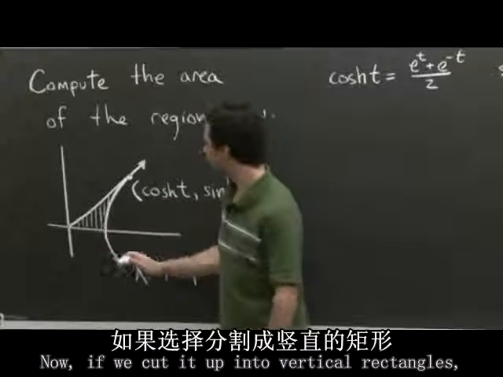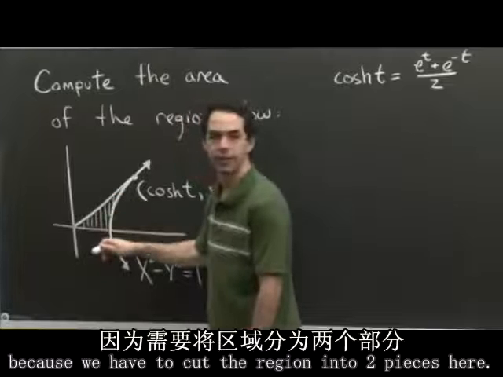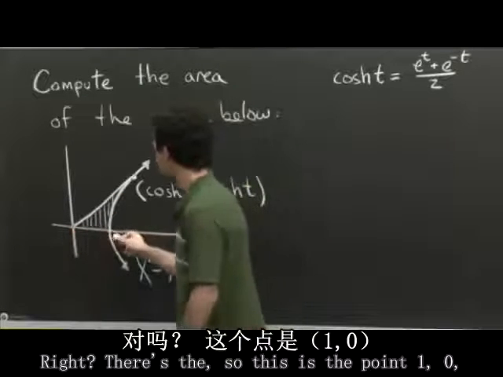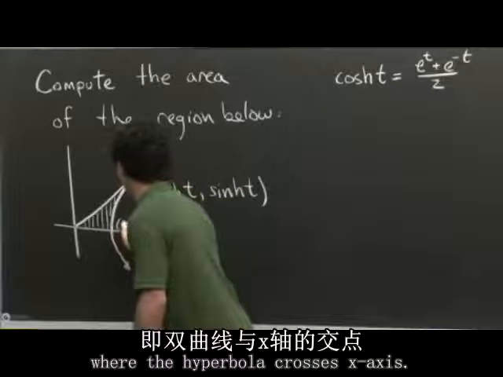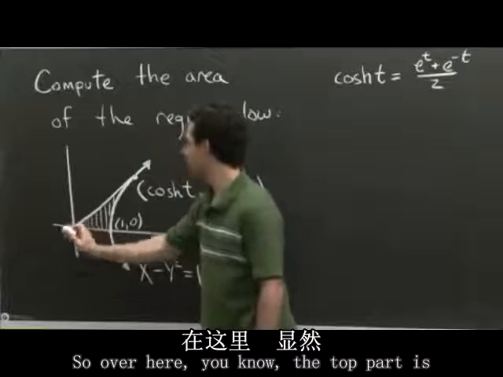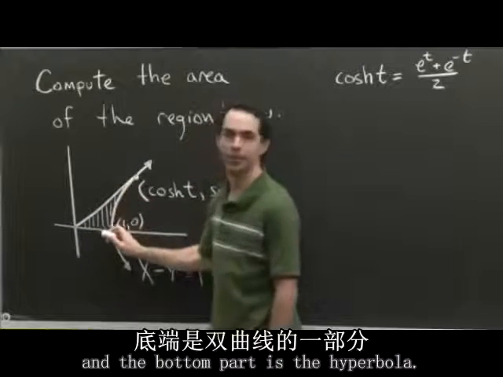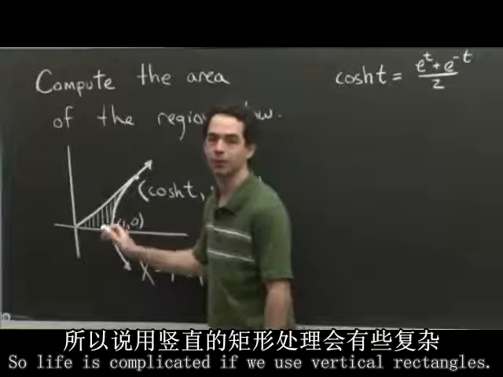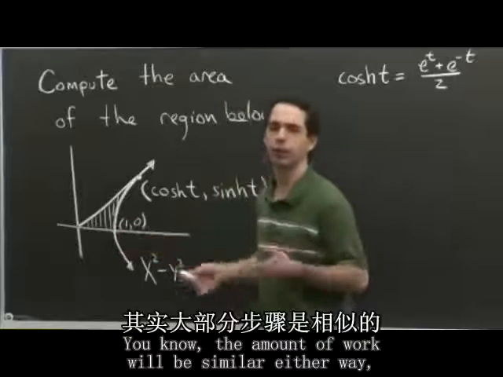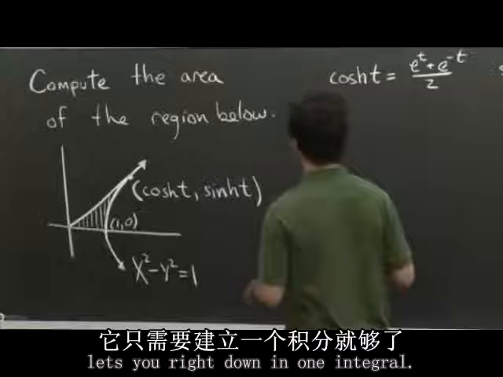Now, if we cut it up into vertical rectangles, our life is a little complicated because we have to cut the region into two pieces here, right? So this is the point 1, 0, where the hyperbola crosses the x-axis. So over here, the top part is the line segment and the bottom part is the x-axis, and then over here, the top part is the line segment and the bottom part is the hyperbola. So life is complicated if we use vertical rectangles. It's a little bit simpler if we use horizontal rectangles. So let's go with that. The amount of work will be similar either way, but I like this way. Lets you write it down in one integral.